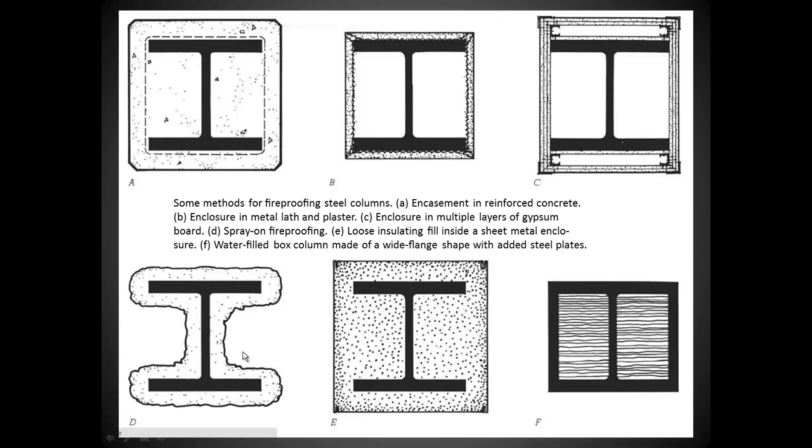We can use spray-on fireproofing. We have loose insulated fill inside a sheet metal enclosure. So this would be just sheet metal enclosing fireproofing. And a water-filled box column made of a wide flange shape with added steel plates. I've never seen this used, but apparently there is. I would think it would get corroded after a while. They probably put chemicals in there, but actually building a water encasement inside the steel. So just something that apparently has been used in the past.